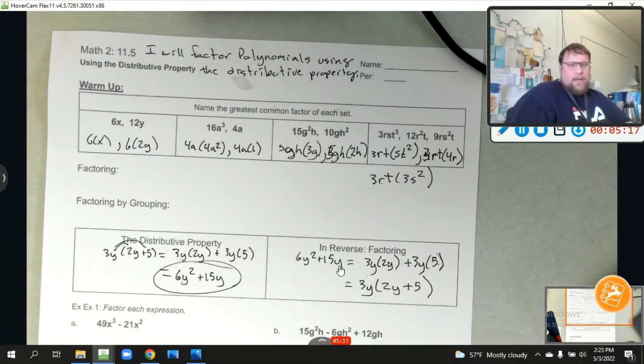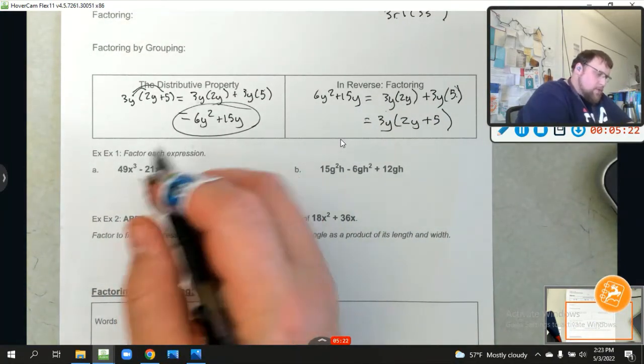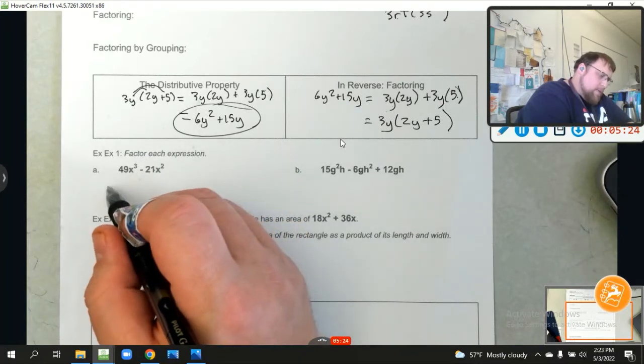Okay? So let's do that down here. Let's look at 49x cubed minus 21x squared. 49 and 21, what do they have in common? A 7.